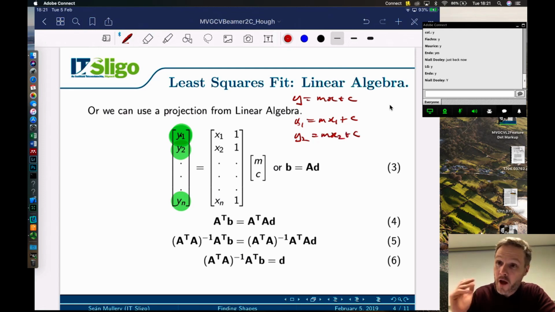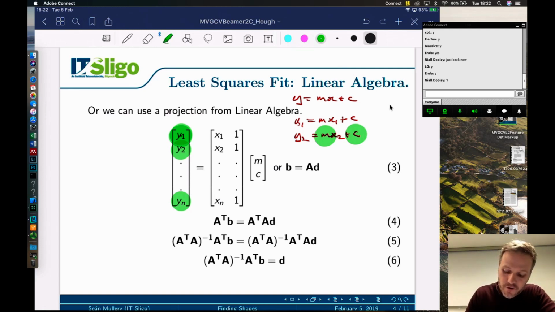And what we're trying to find is the value of m and c that's going to try and match each of these the best. Okay, it won't match them all perfectly, but match them the best. So the mechanism for doing that is we can set this up basically as matrices.